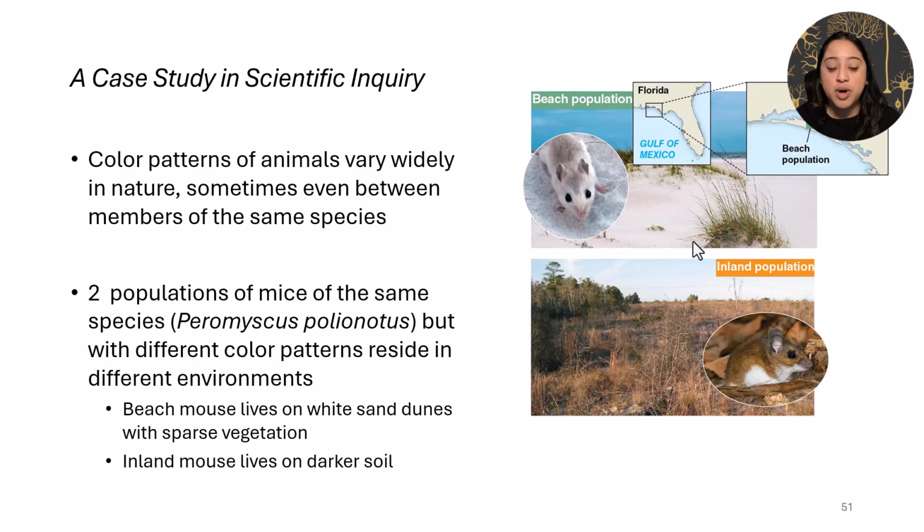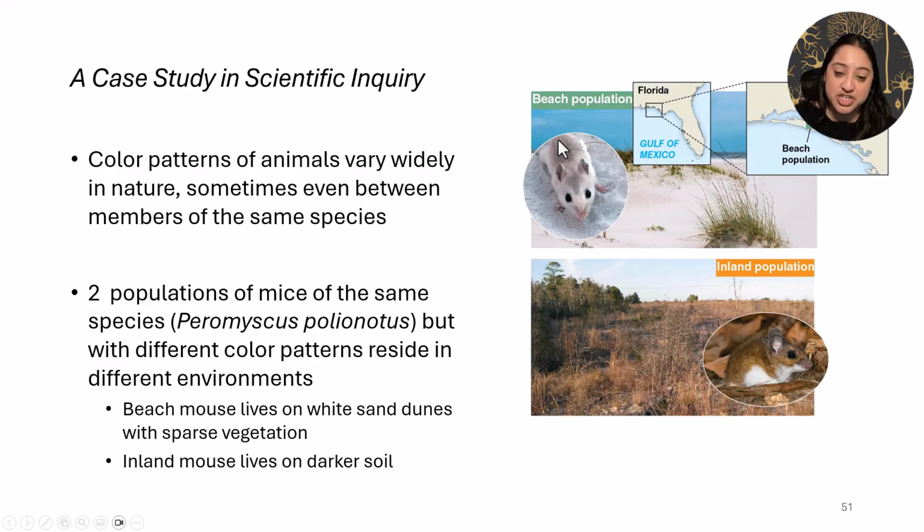So there's 2 populations of mice of the same species. So again, this is the scientific name. The genus is the first word, and then the species is the second word. So this is Peromyscus polionotus. And so these are the same species, even though they look very different. They have different color patterns, but they're the same species. And they live in different environments.